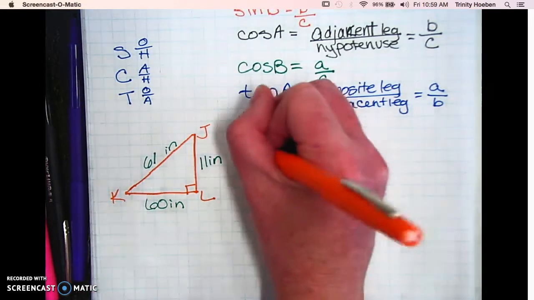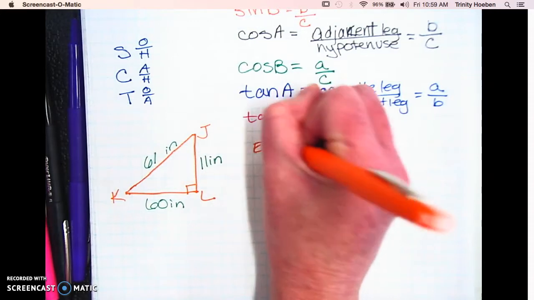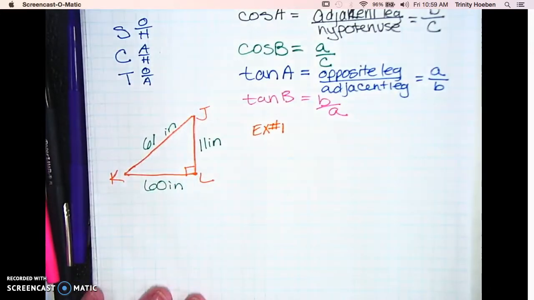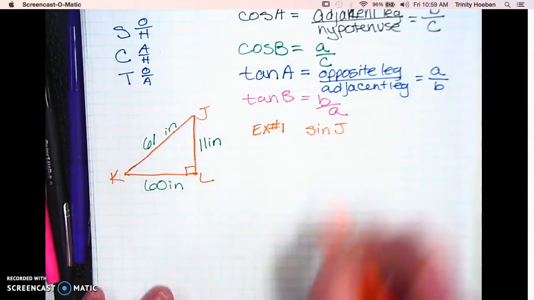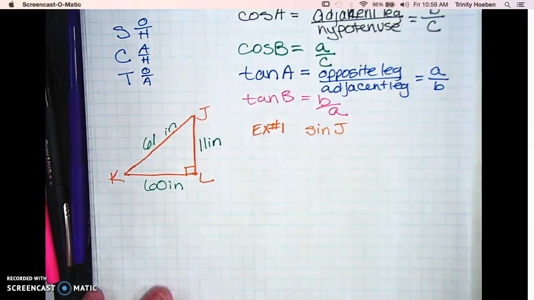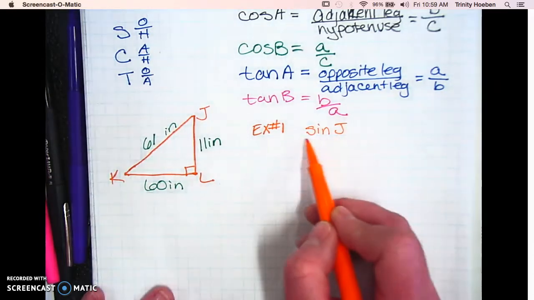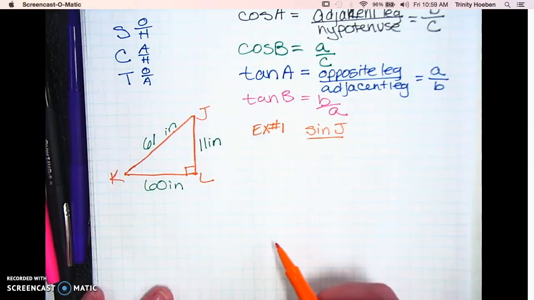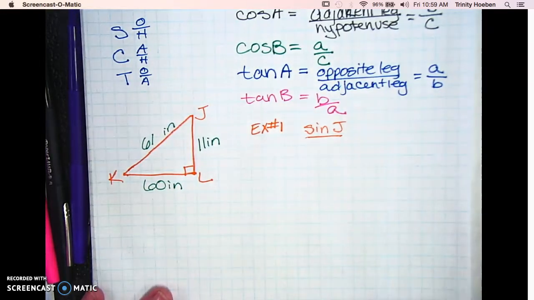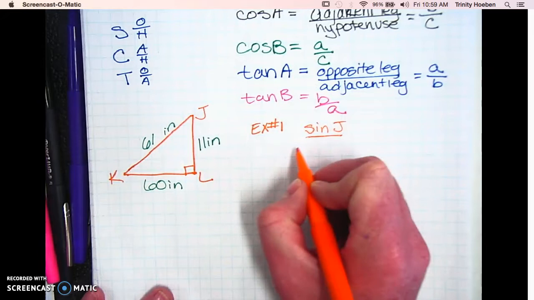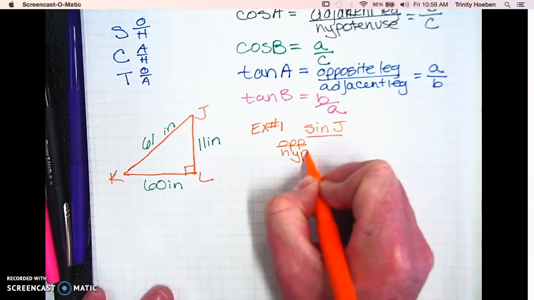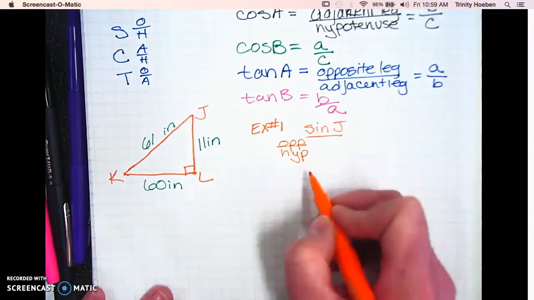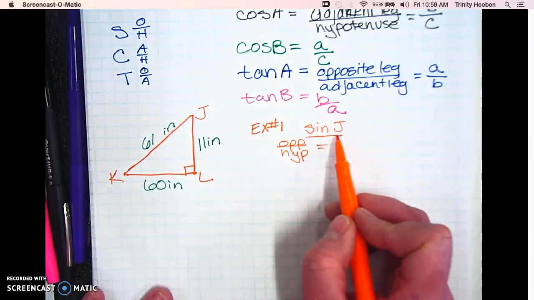Okay? So the first problem we're going to do, we're going to use this same drawing for all three. We're going to find the sine of J. Okay, so this is kind of like your address. Sine is old hippie, so you're going to say O over H, so opposite over hypotenuse. And in this case, you start at angle J.